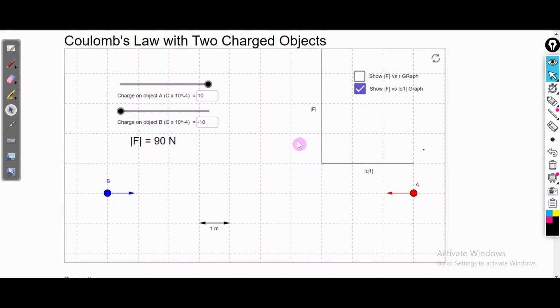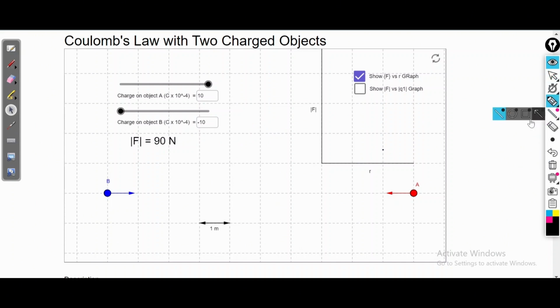This is the basic simulation for Coulomb's law. In this simulation, we will graphically represent the relation between the force and the magnitude of the charges, and also the relation between the force and the distance R between the charges.